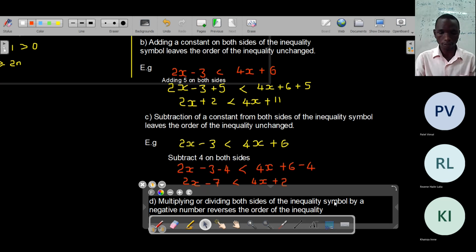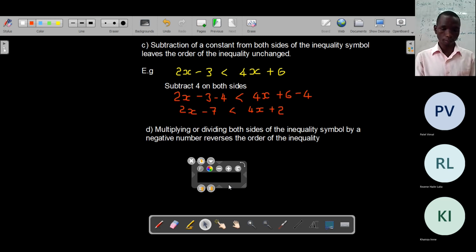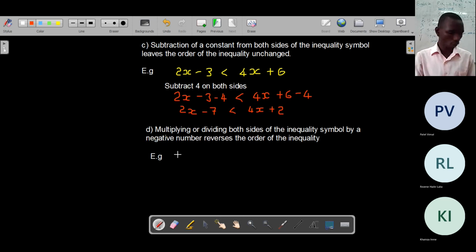Yes, that's the only situation which reverses the order. That is, the moment you multiply or you divide both sides of the inequality by a negative number, the order of the inequality is reversed. Okay? So let us see. When you take an example, let us say we are having 3x plus 1 greater than or equal to 4x minus 5.